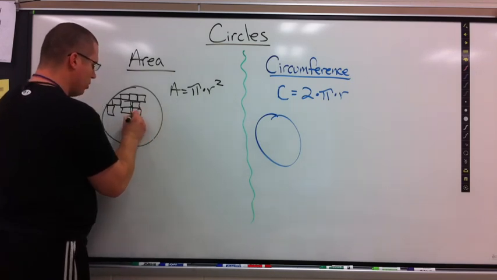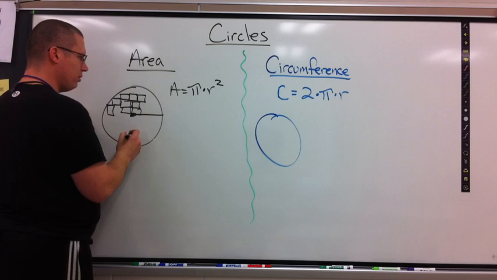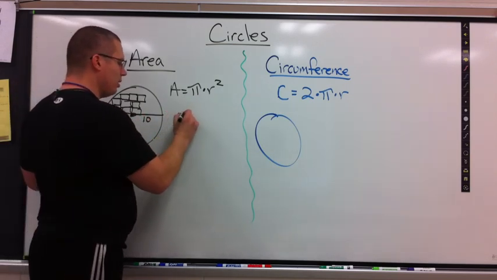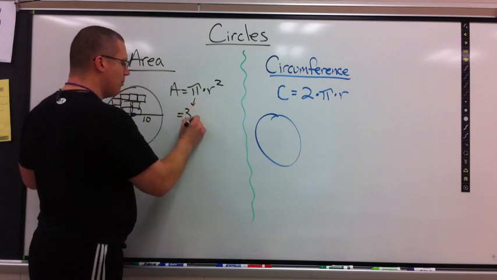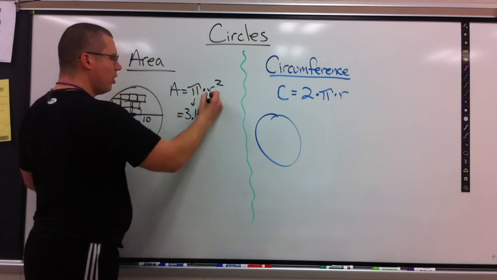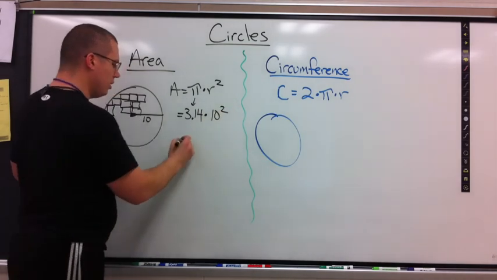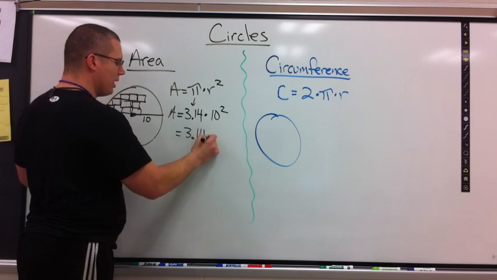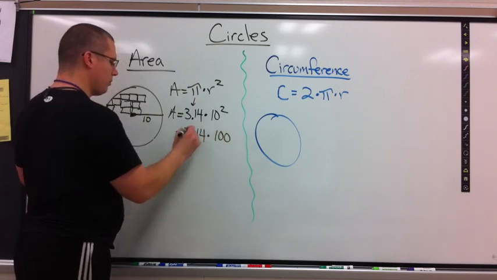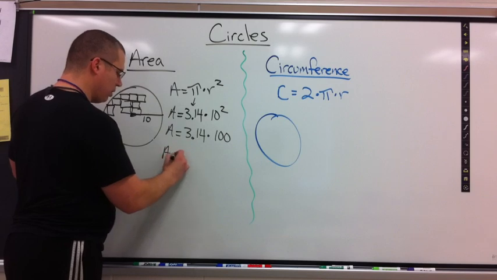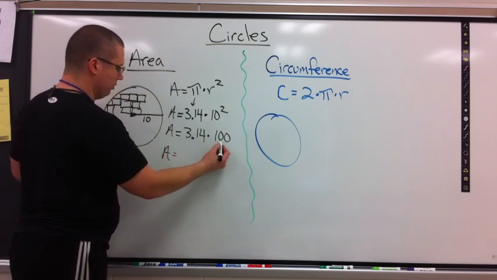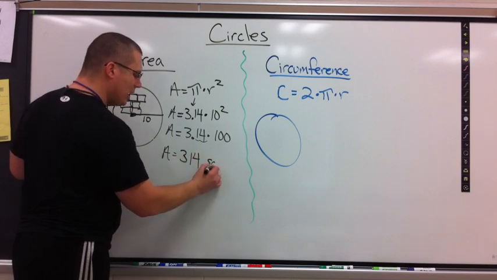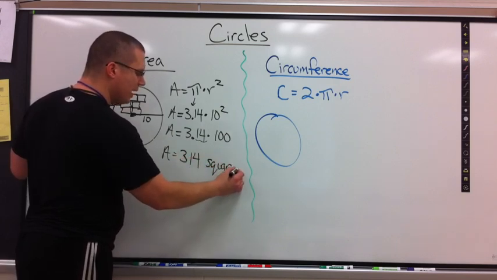Okay? You have to know what the radius is. Let's say the radius is 10. So I would take my formula. Pi is 3.14 times r squared, 10 squared. Exponents come first. 3.14 times 100, moves the decimal twice right, 314. Label is squares, that's how many squares it takes to cover this.